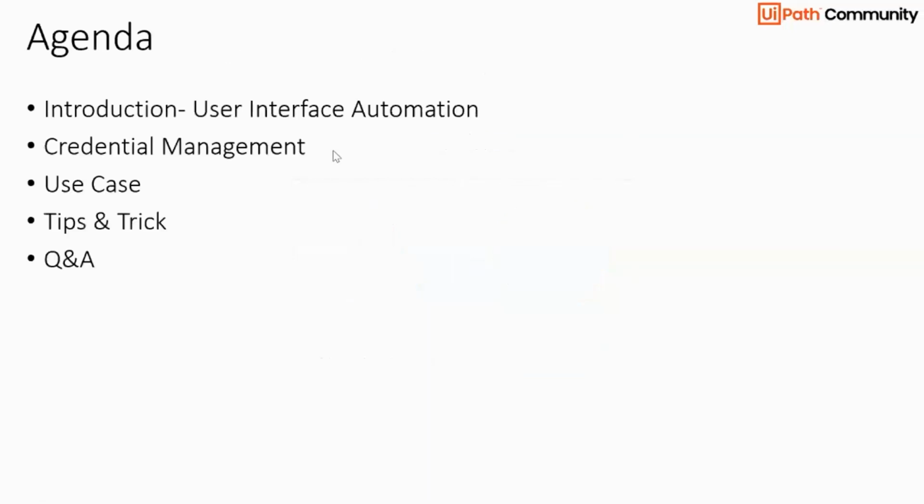As a business user, you interact with a lot of different applications like internet browsers, calculators, and CRM. Today's agenda is how you automate some of those interactions. We will talk about user interface automation, see how to store the credentials for applications, and develop a use case. Then we will close with tips and tricks and the Q&A.